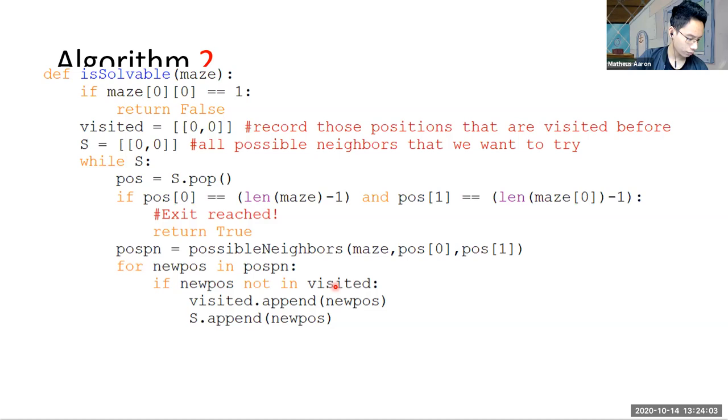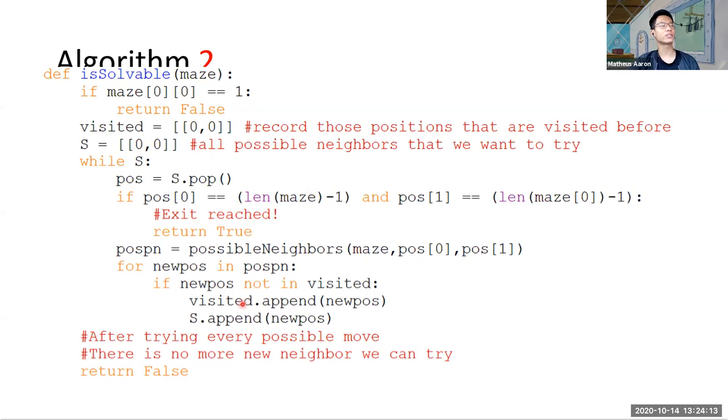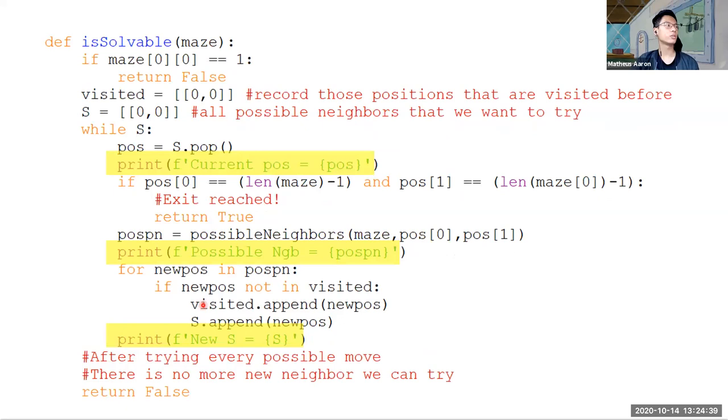Okay, so that's it. Say you have visited all your bucket list, you have exhausted it, and you still haven't found the place that you really want to go to. It means that the iteration ends. The while loop should have ended. After you've tried every possible move, there's no more new neighbors you can try, no places that you can go to. It means that it's not solvable, then you simply return false. Okay? This is the way you actually debug it, by doing print statements.